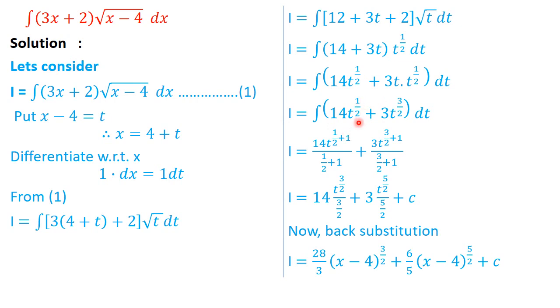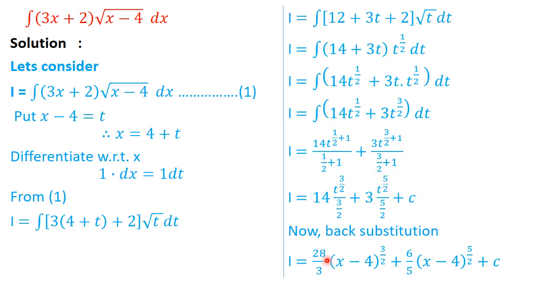So 14 t raised to half plus 1, plus 3 t raised to 3 by 2 plus 1, and upon the same power, that is half plus 1, 3 by 2 plus 1, dt. Now taking this addition, half plus 1 is 3 by 2, and 3 by 2 plus 1 is 5 by 2, plus c.